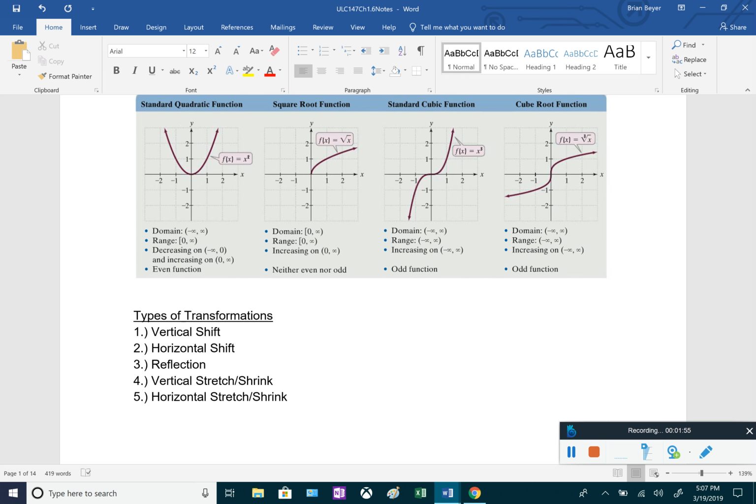Okay, so we're going to be doing transformations to these graphs, and the types of transformations we'll be doing are vertical shift, which is just moving the graph up or down; horizontal shift, moving it to the left or to the right; a reflection over the x-axis or reflection over the y-axis; a vertical stretch or shrink; and a horizontal stretch or shrink.